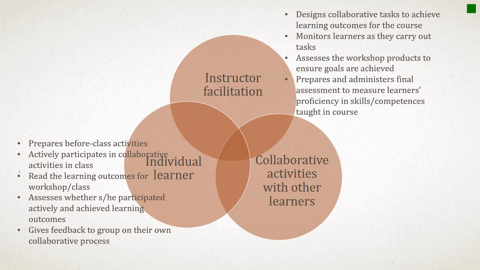They should read the learning outcomes for the workshop or class, and they should assess whether or not at the end they've actually achieved the learning outcomes that they were supposed to achieve. And it's important to give feedback to the group as a whole regarding the group's process, and also regarding whether the group achieved the kind of product that was expected in the activities.